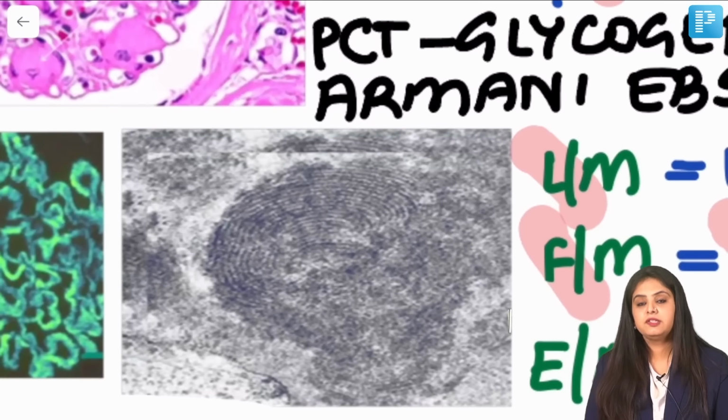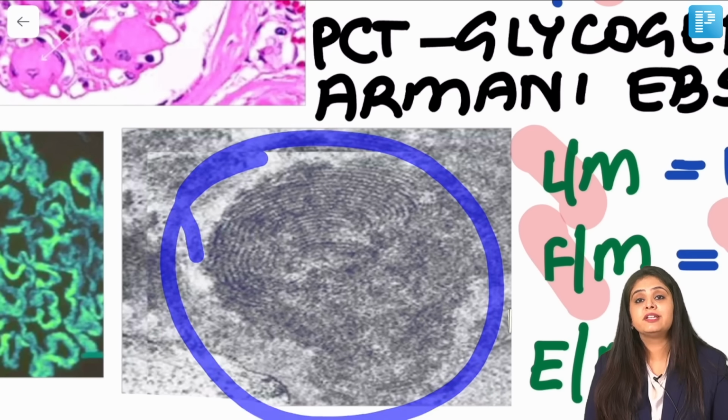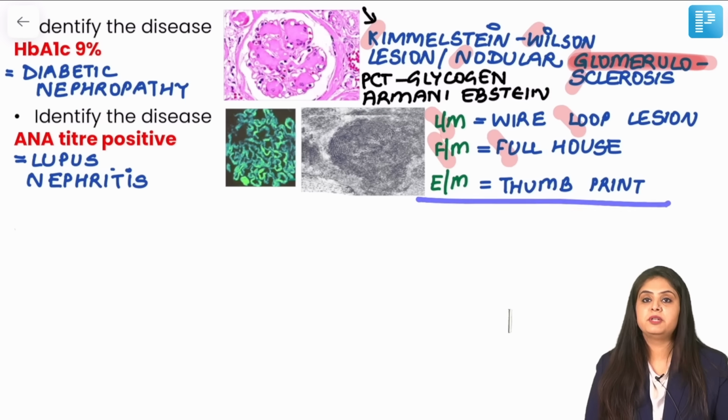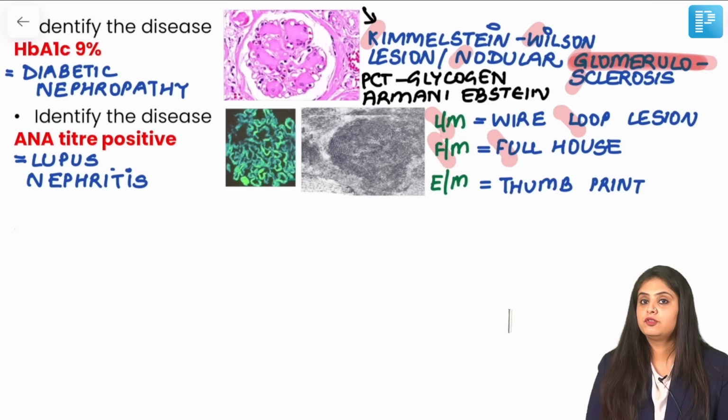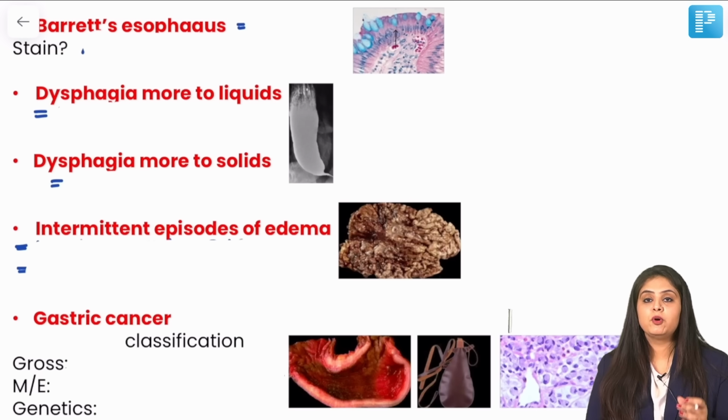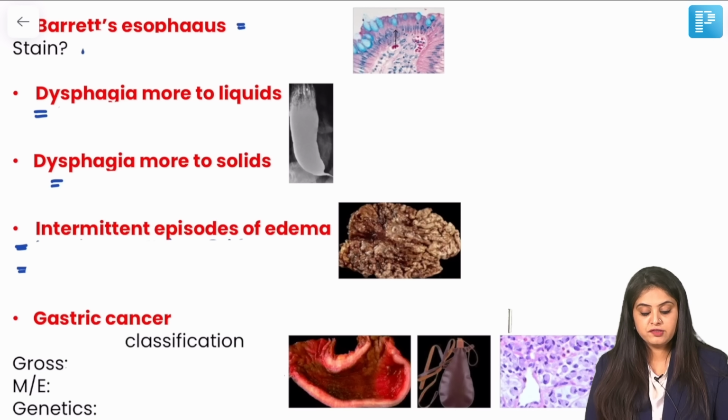And lastly, when you see the electron microscope, this looks more of a forensic medicine image. Lupus nephritis on electron microscope shows you a thumbprint appearance. These are the two diseases from renal path that we are expecting. Moving on to the next, where we're going to try and wrap up all of esophagus and stomach in one disease or one slide. The first, of course, is Barrett's esophagus.